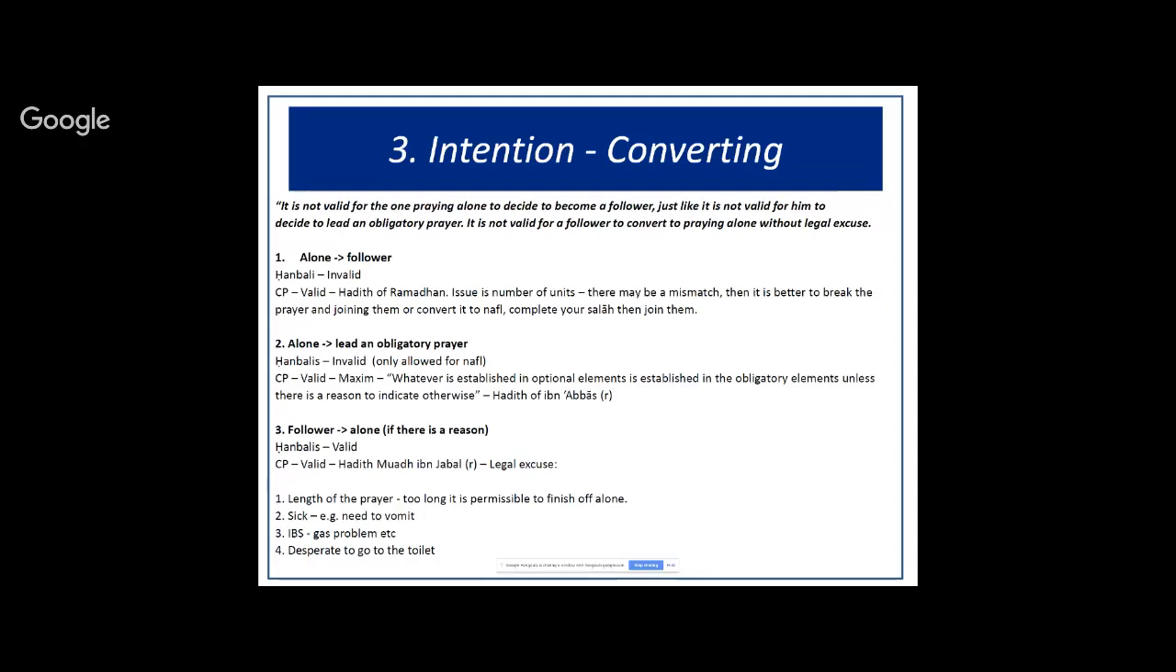Number 3, you can go from a follower to being alone only if there's a reason. The Hanbali said this is valid, and the class position is that this is valid. What's the reason for this? This is the hadith of Mu'adh bin Jabal radiallahu anhu. Basically, Mu'adh, the famous hadith, he would pray his Isha with the Prophet ﷺ in the Masjid Nabawi. Then he would go back to his locality, and obviously Mu'adh is a major scholar of the Deen.